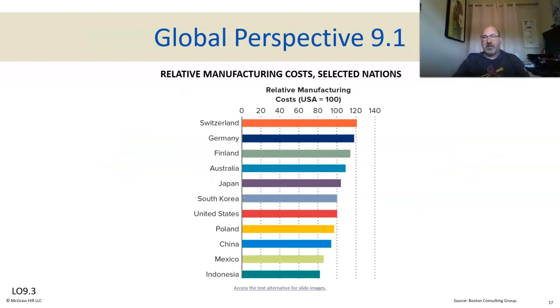Manufacturing costs for selected nations, if the U.S. is 100: Switzerland is about 120%, Germany just under 120%, Finland a little bit less than that. Australia about 110 or so. Japan just over 100. South Korea right at 100. We're at 100, of course. Poland just under 100. China about 95 or so, 90 maybe. Mexico just over 80, and then Indonesia just over 80.